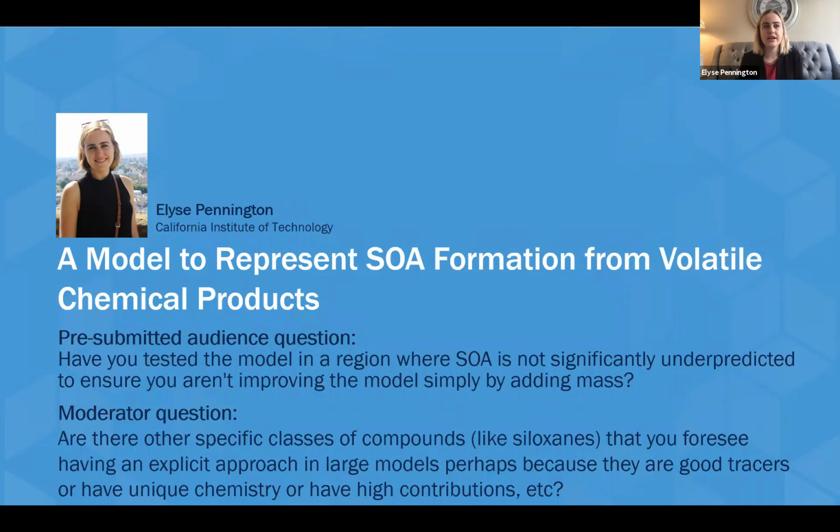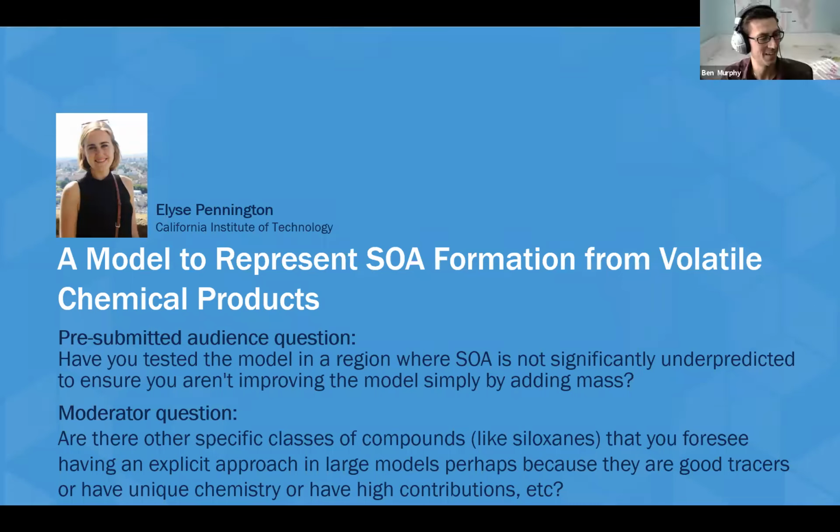And since these are completely new surrogates, it wasn't a revision to the existing gas phase mechanism, we would probably see in those areas less mass going into these new surrogates. But that's definitely something to look at.